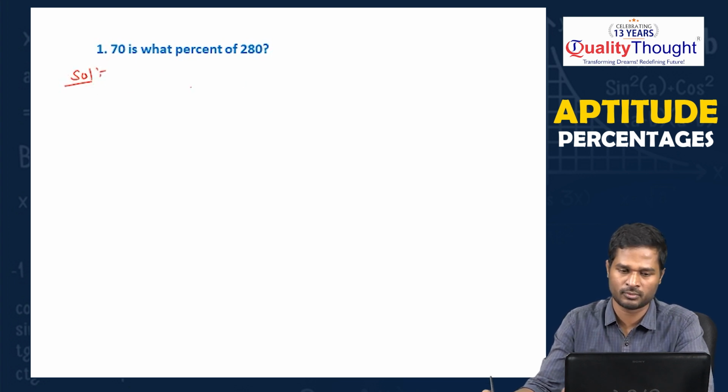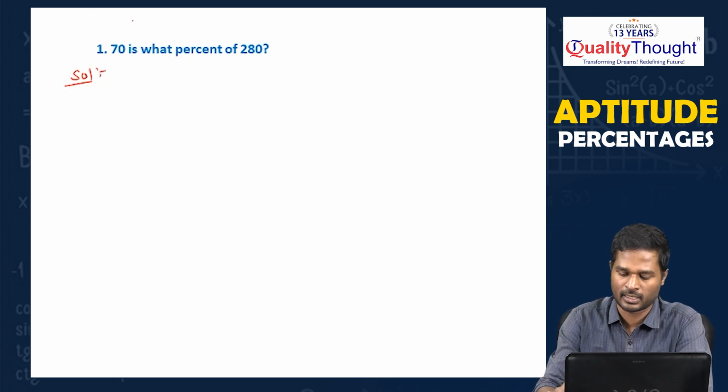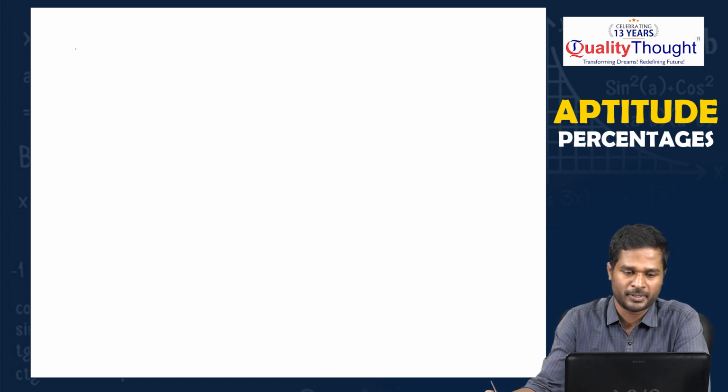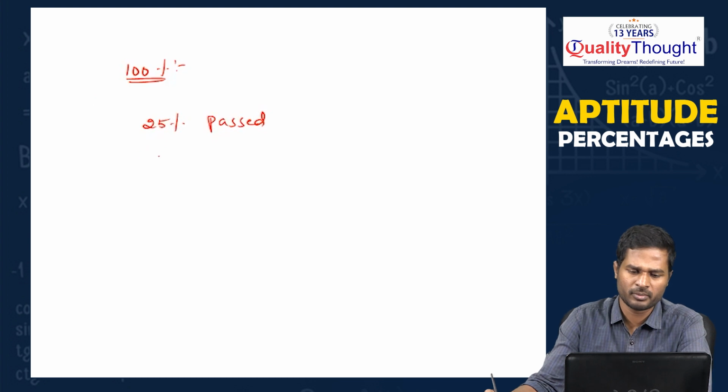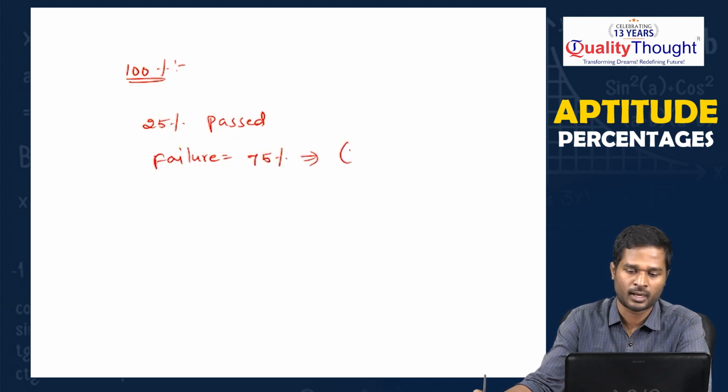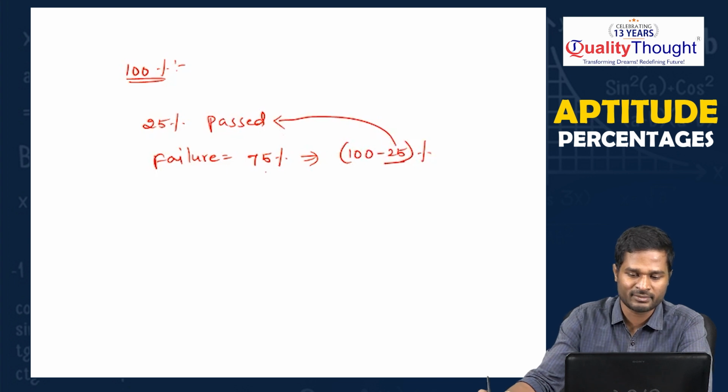Before this, you need to know one thing, that any total value, if you do not know it, for example, if I take a class, let me show you. Any unknown value, any total value, you need to consider it as 100 percentage. For example, if I say in a class 25 percentage of the students passed the exam, then what will be the failure percentage? The failure percentage will be equal to 75. How we got this? This we got as 100 minus 25. This 25 is pass percentage, this 75 is failure percentage.